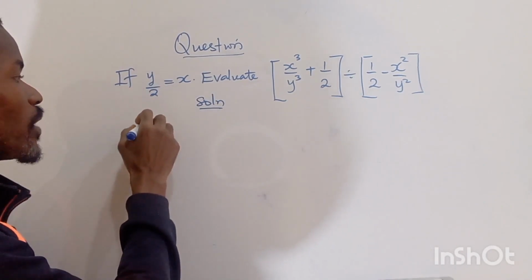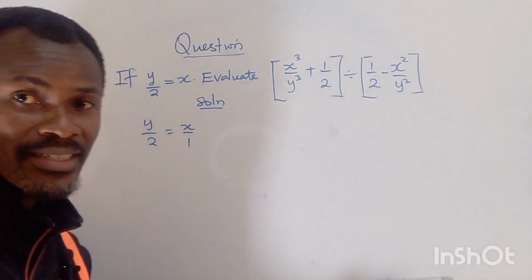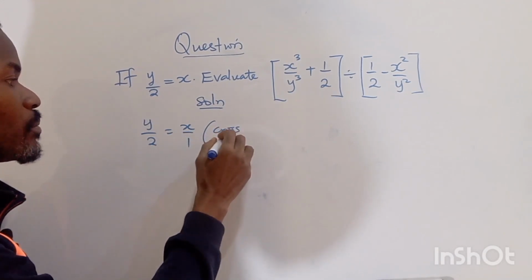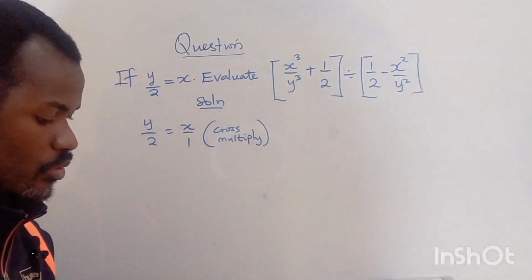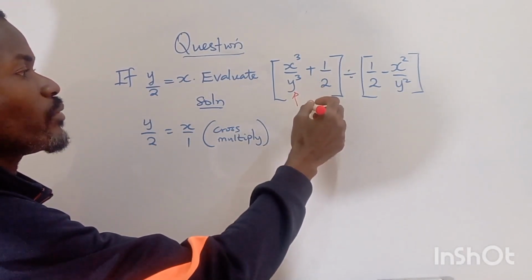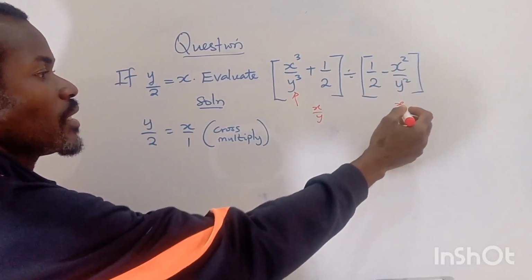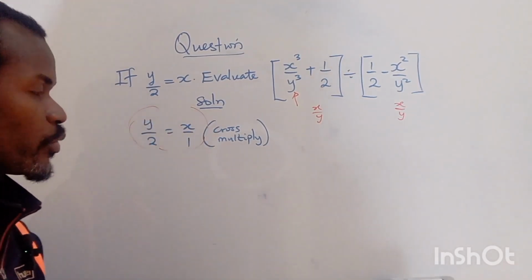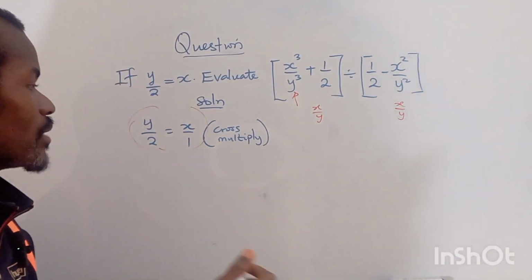The first thing is this: we have y over 2, which is equal to x. We can write x as x over 1. So I want to cross multiply. Now, why do I want to cross multiply? If you look at this expression, you can see we have x over y. Here we also have x over y. So we want to solve the whole of this expression in such a way that we should be having x over y. So let's do that.